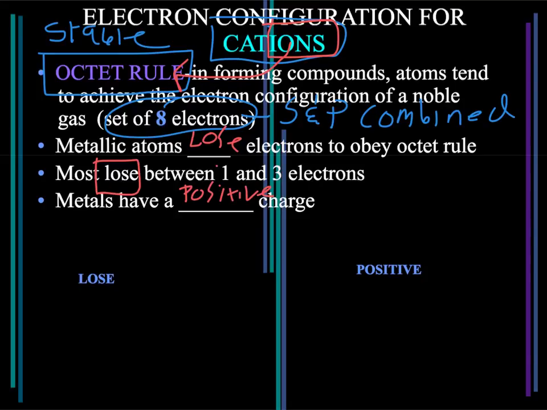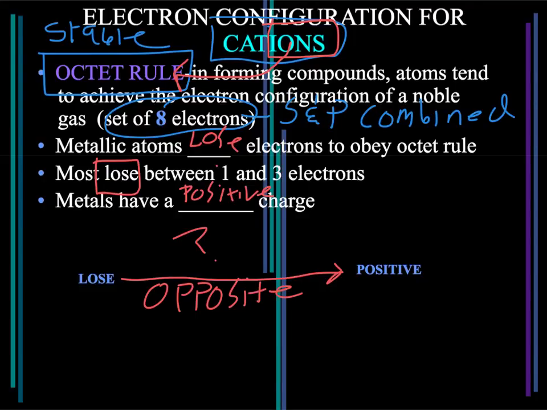So that might be easy enough said, but a lot of you might be scratching your head because, wait, if something's losing electrons, how is it becoming positive? So you see this connection, lose and positive, doesn't that kind of make sense? Doesn't that not make sense? It's kind of opposite of what you would think. And that's exactly what it is. And a lot of students forget this and mess up because they forget it is opposite.